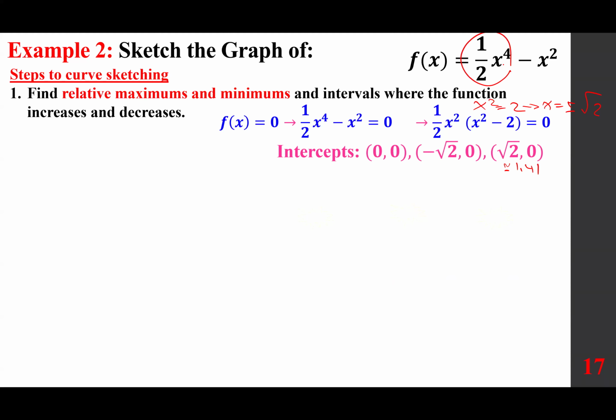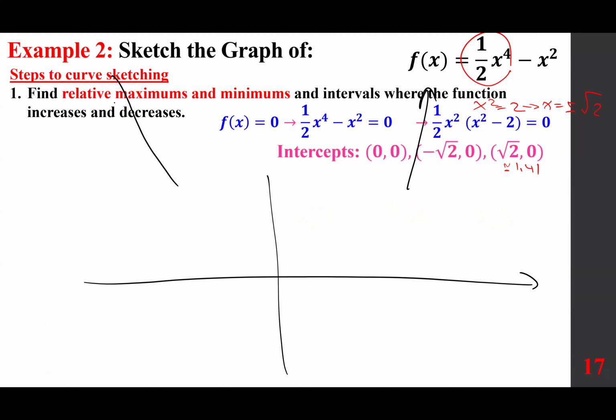When I look at the leading term, because it's half of x to the power of 4, the degree is even, and 1/2 is positive, it looks like y equals x squared. In other words, I know here's my end behavior, and I'm going to put my zeros, and I'm in good shape. So let's see. We have 0, 0. Square root of 2 is about 1.4, so somewhere here, and negative somewhere here. And if you have the end behavior, if you need be, you can pick up more points.